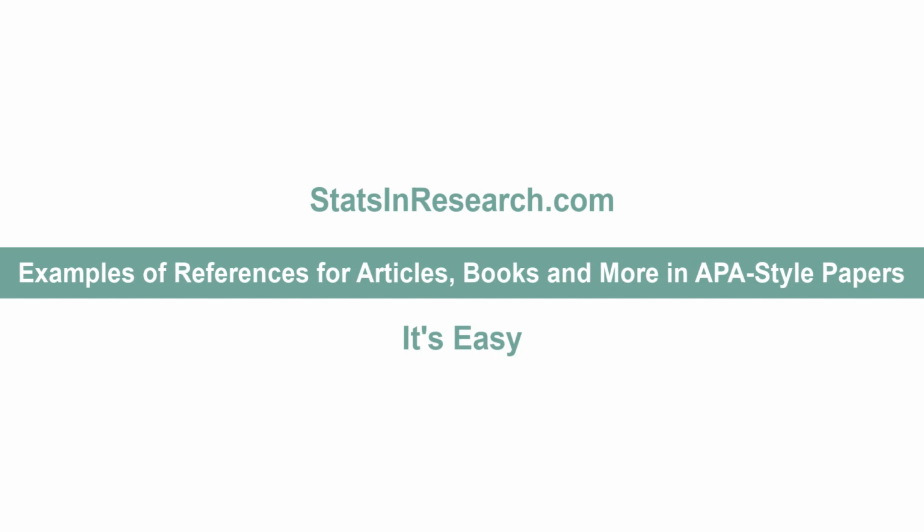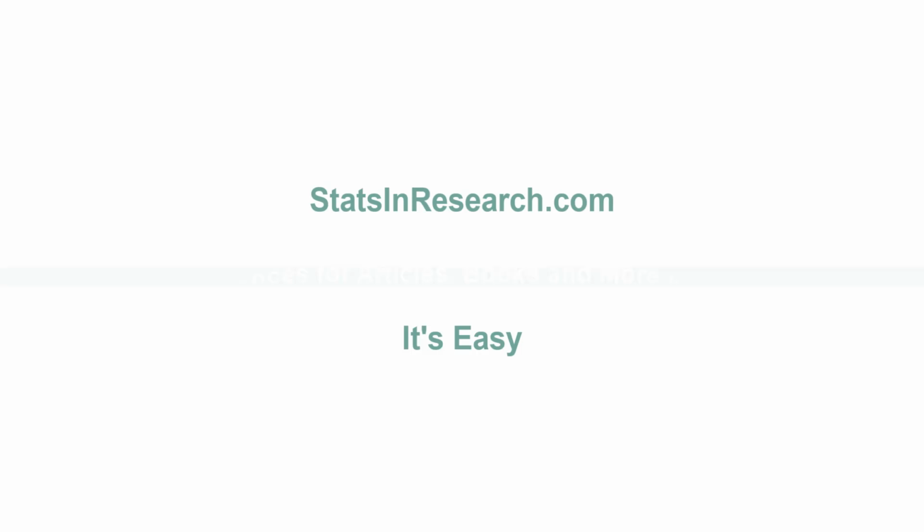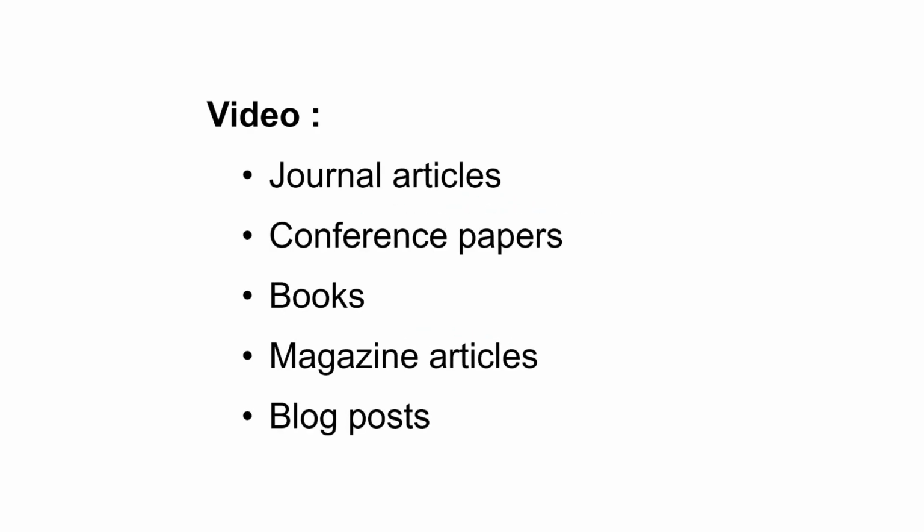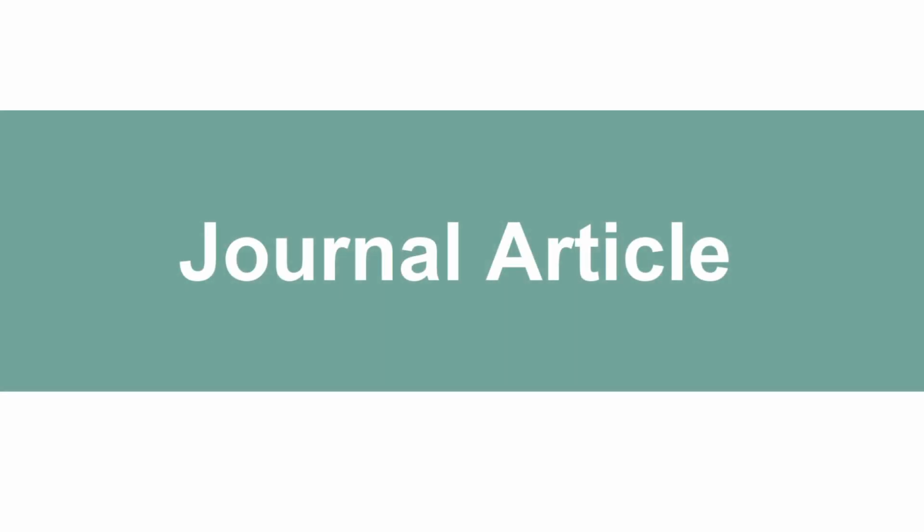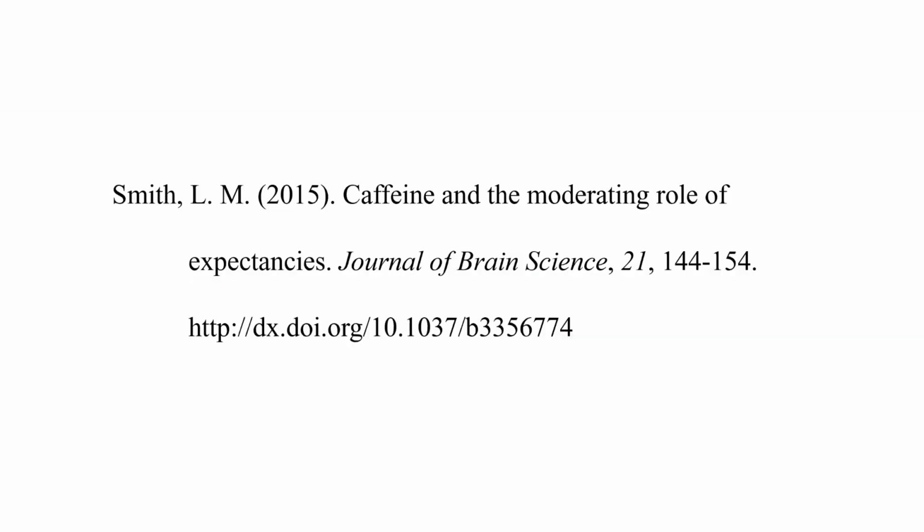Examples of references for articles, books, and more in APA style papers. This video shows how to report references for widely used sources such as journal articles and books. It covers print as well as online sources. Here's the reference for a fictitious journal article with everything in correct APA style.